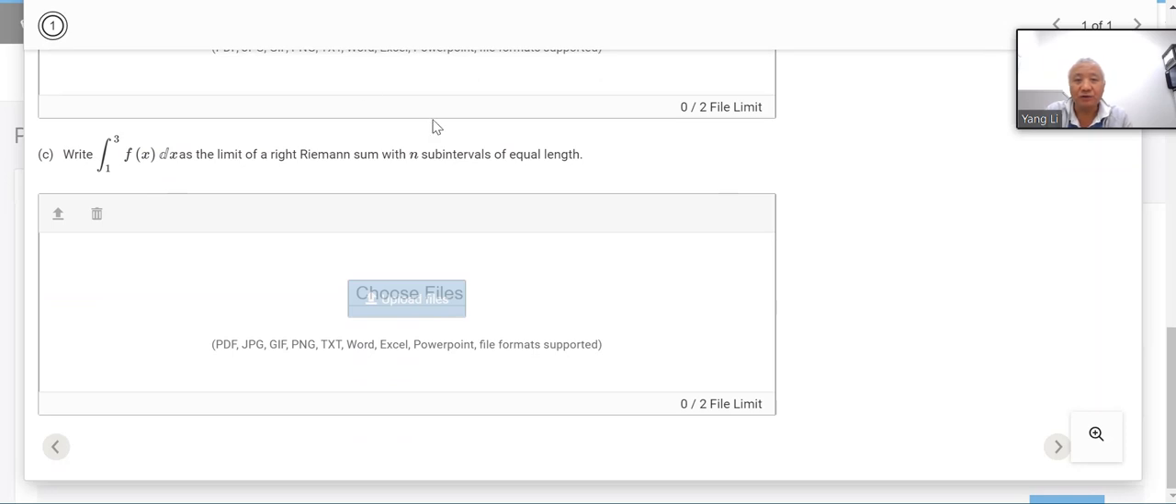Now, when you do part C, you will see that they said write the integral from 1 to 3 of f(x) dx as the limit of the right Riemann sum with n subintervals of equal length. When you do this kind of question, we go this way.